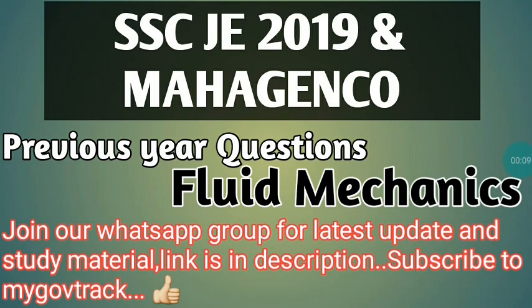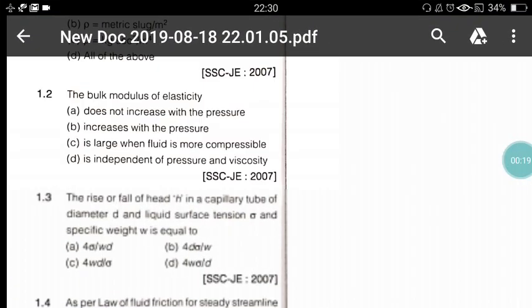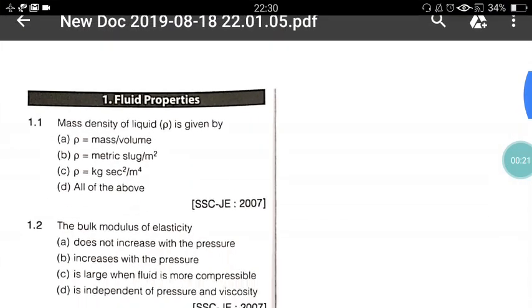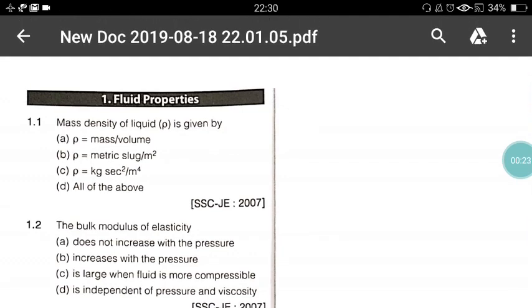This will be useful for your SSC JE 2019 exam as well as the MAHAGENCO exam. Without wasting much time, we'll directly start the questions. Coming to the first question: mass density of a liquid is given by. This question was asked in SSC JE 2007, and we'll cover the questions from 2007 to 2018.